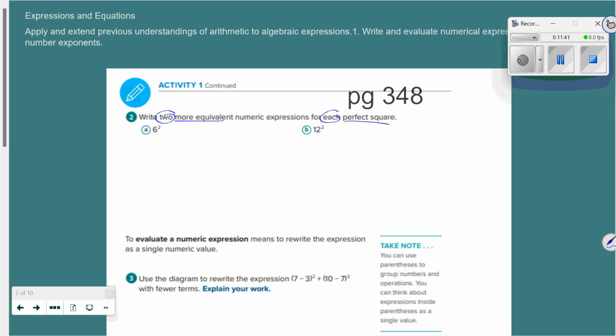So the key way you should have done it. You should have written it as 6 times 6. And then 12 times 12.